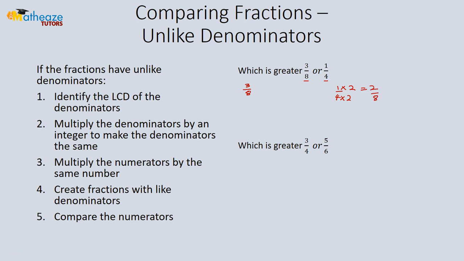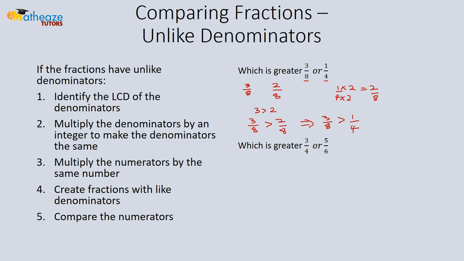So we're now comparing 3 over 8 and 2 over 8. Now we're going to use the method we used earlier. Because 3 is greater than 2, 3 over 8 must be greater than 2 over 8, which then implies that 3 over 8 must be greater than 1 over 4. Now let's look at the next example.